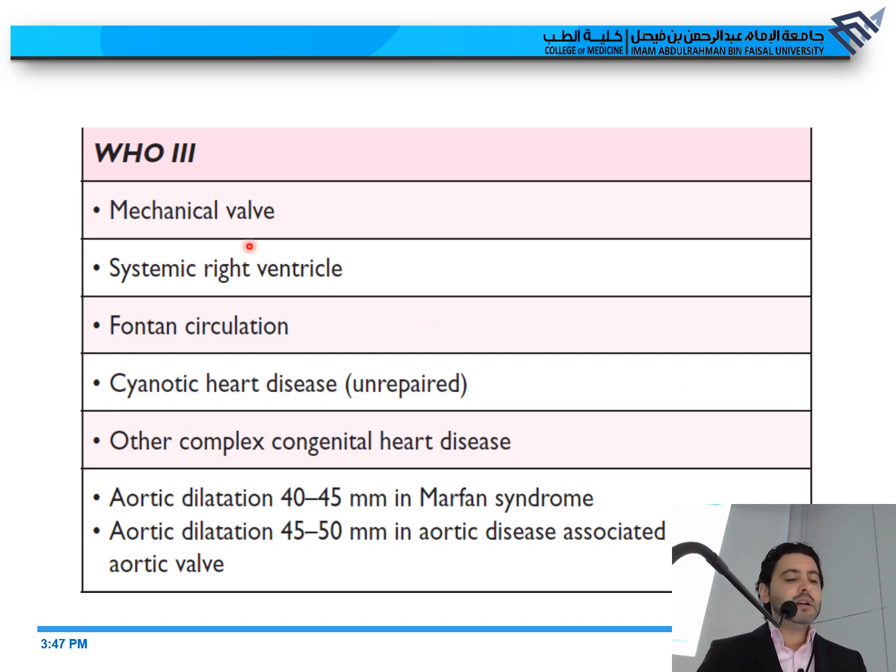Systemic right ventricle. So those whose right ventricle works as the systemic ventricle are at increased risk. Certain congenital disease: Fontan circulation. A word about Fontan, we call it a univentricular or one-ventricle physiology, where you have only one ventricle and the IVC and SVC are connected directly to the pulmonary artery, and the only ventricle you have works as the only pump which pumps the blood to the body. Unrepaired cyanotic heart disease is in class 3. Other complex congenital heart disease and aortic dilatation in Marfan 40 to 45 is class 3. 45 to 50 in bicuspid aortic valve is also class 3.